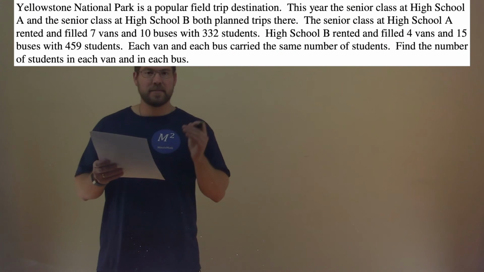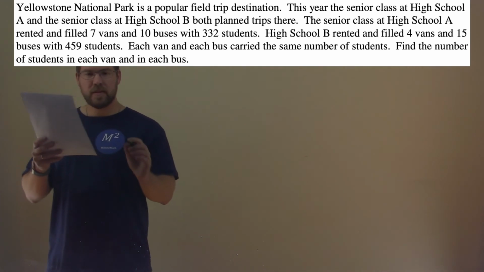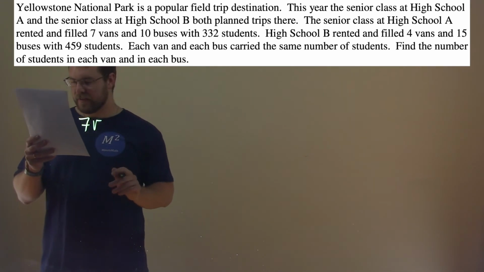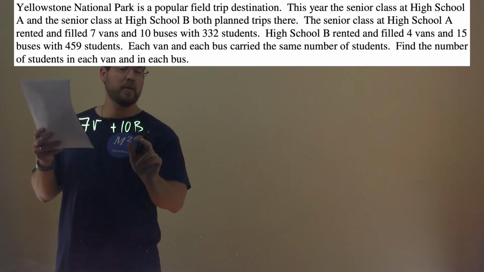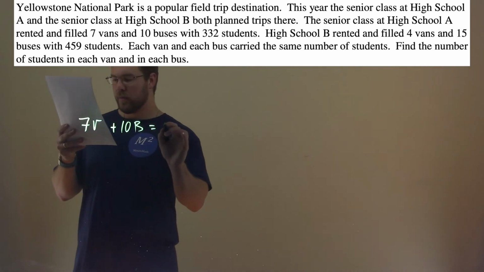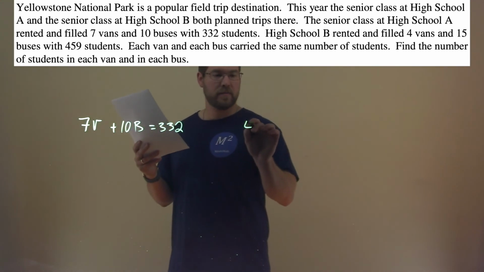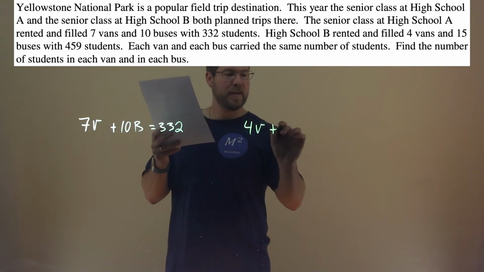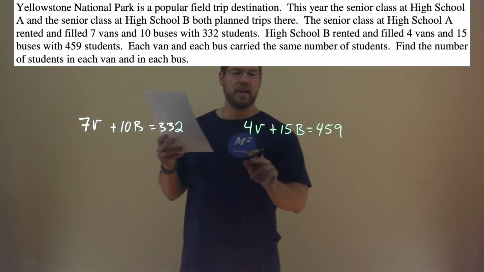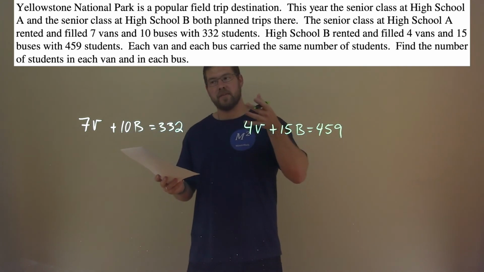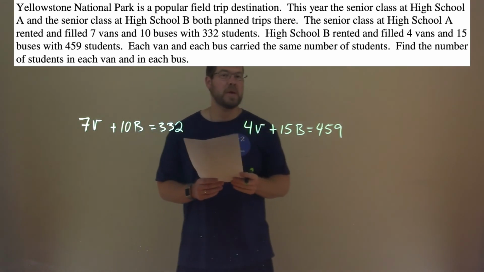We've got to find some equations out of this word problem. Let's extract that information. The first part, High School A. They said they filled 7 vans. So 7 times V, V being the number of students in each van, plus 10 buses, B being the number of students in each bus, with 332 students. High School B rented and filled 4 vans and 15 buses for a total of 459 students. And again, V and B represent the number of students that can fit in each van and each bus. All right. Well, now we have our system of equations we can solve.